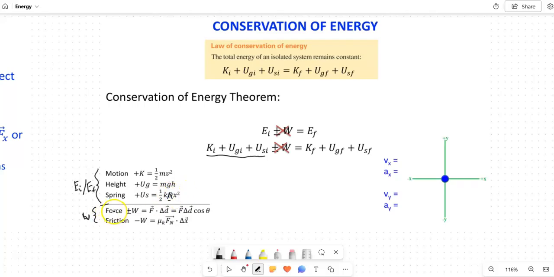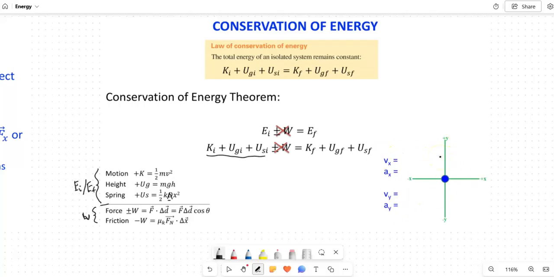Okay. And then you have force dot dx or delta d, because it can be in the y direction or x direction. And make sure if there is a diagonal vector that you take the part of that vector that is parallel to the displacement vector. And then we have friction. Okay. What I also want to do is create a little mini force diagram, right?